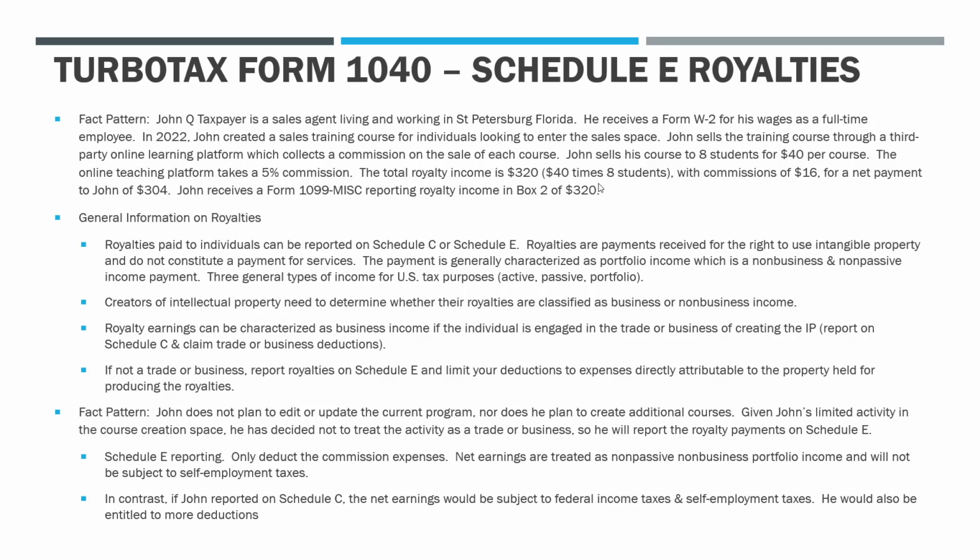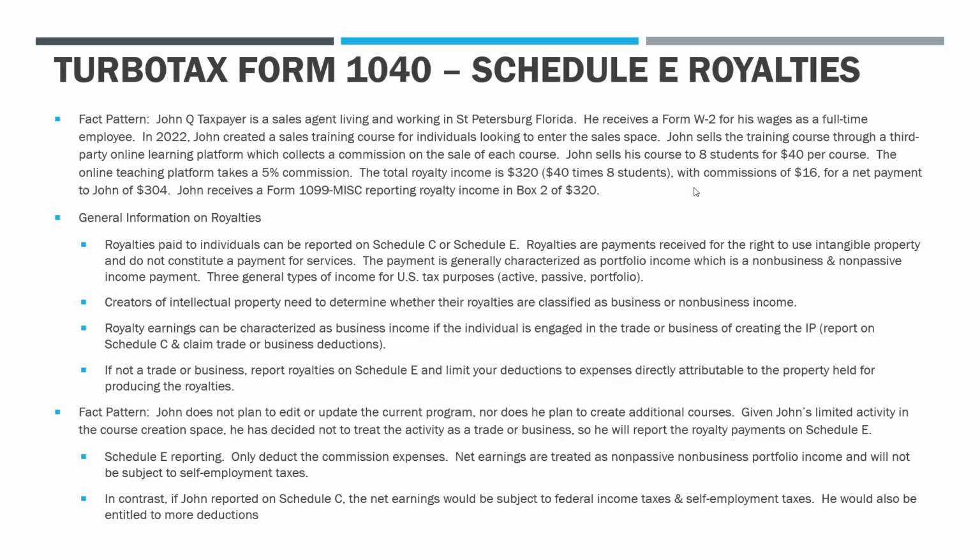So the royalty payments that he generated from selling these courses is $320. So $40 times 8 students, and then the commission, which is 5% of that total, comes out of there at $16. And so John's net paycheck, basically, if you want to call it that, or net royalty payment, is $304, right? And so at the end of the year, he gets a 1099-MISC. And in box 2, where we report royalty income, he gets this 1099 from the online platform that shows he got royalties of $320. So you notice they report the gross amount of the royalty there, not net of the commissions.